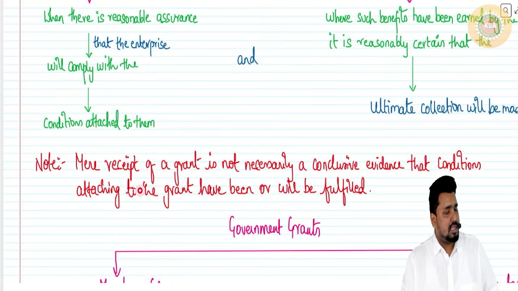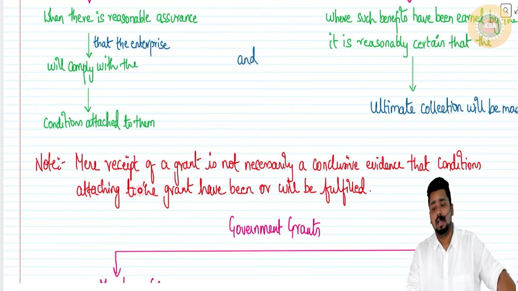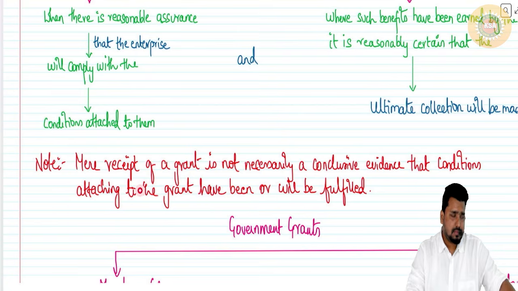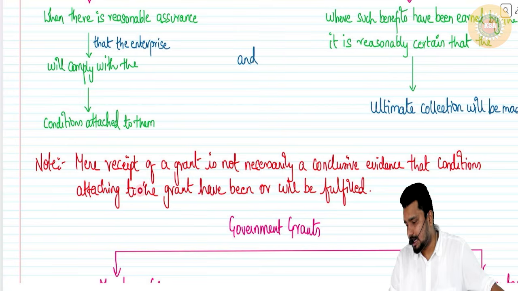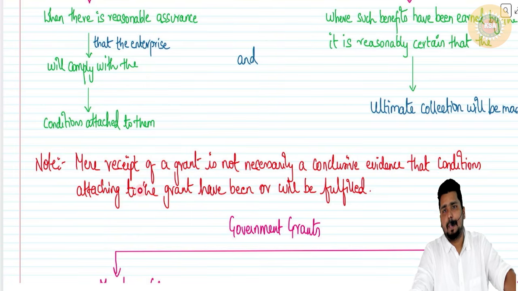Point number 2. I'll ask you some questions. First, before I go to the next questioning part, tell me what is a government grant? Government grants are assistance in cash or kind, given by the government to an enterprise for past or future compliances of certain conditions. Say yes or no. Means the government should help you either in cash or kind. Yes or no. Now I'll ask you one question. Is all government help a government grant? Not all government help is a government grant.